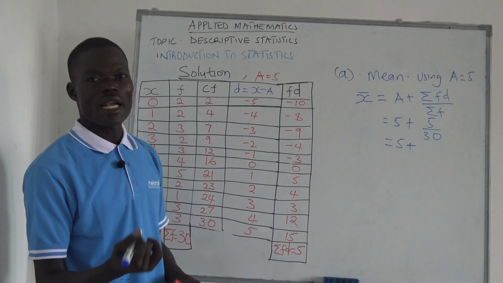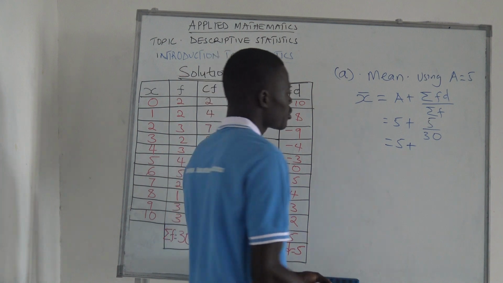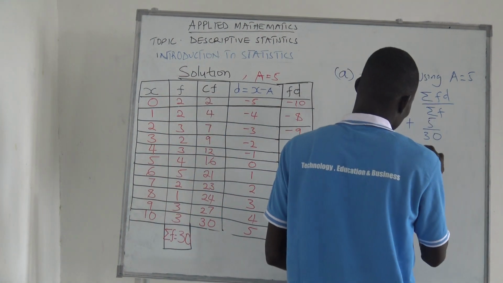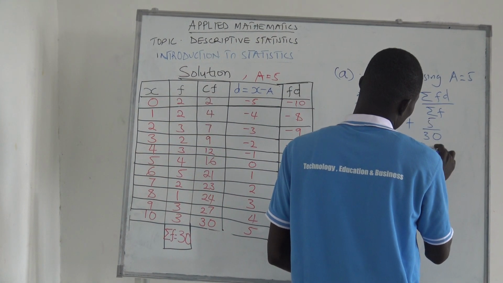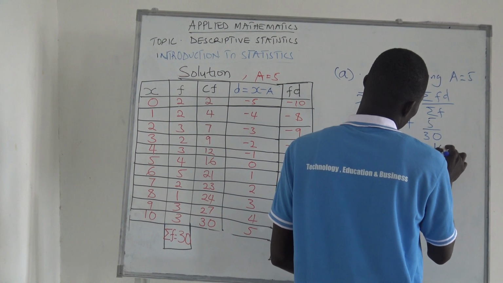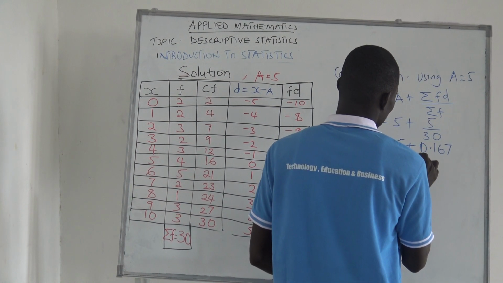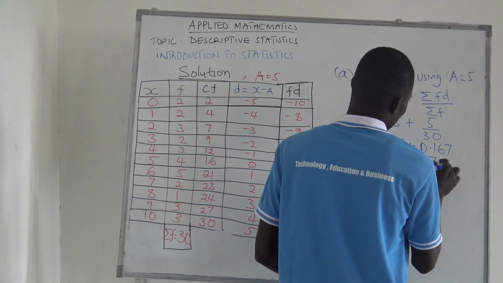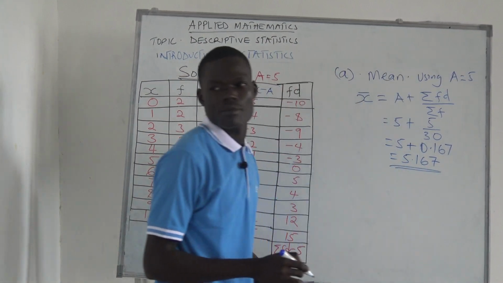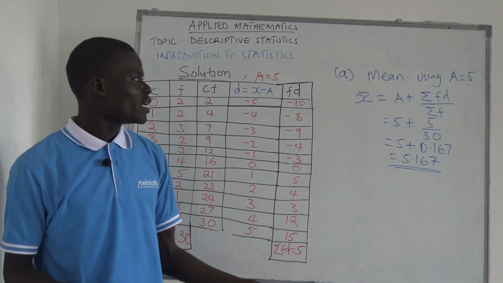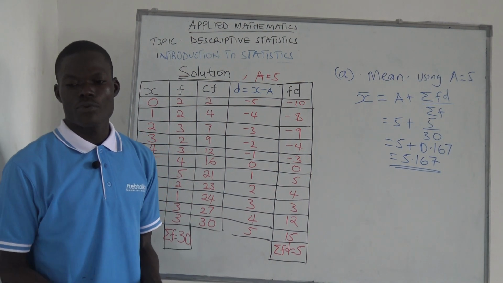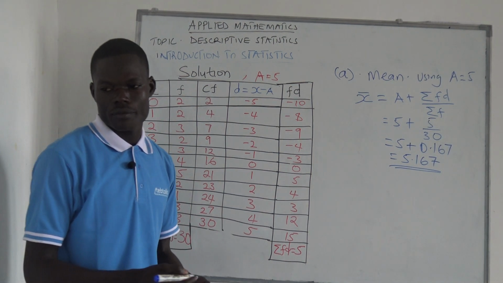It is about 1 out of 6, which is approximately 0.167. So the total here becomes 5.167. This becomes our mean. That's the first part, which is the mean.